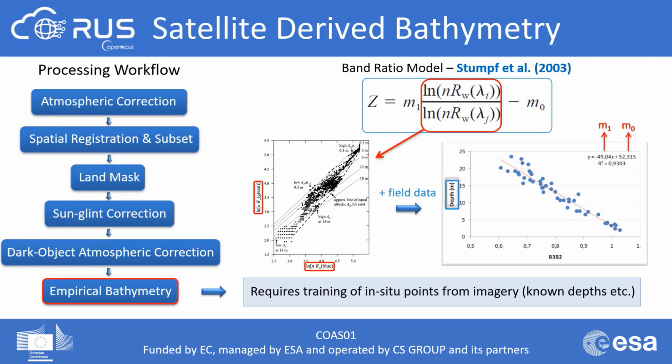In this equation, M1 is a tunable constant to scale the ratio to depth, n is a fixed constant for all areas, Rw is the reflectance of water for the bands of the ratio, which are blue and green in this case, and M0 is the offset for a depth of 0 meters. Remember that M1 and M0 will derive from the regression analysis we will perform.